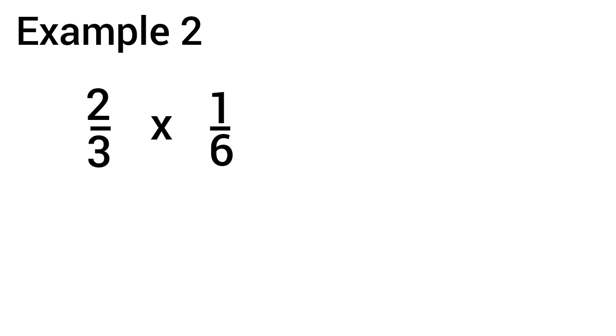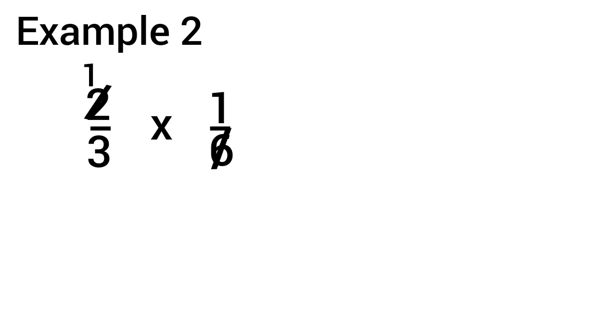Example 2. 2 over 3 times 1 over 6. So looking at the numerators, we have 2 and 1. Denominators, we have 3 and 6. So looking up and down, we can see that 2 can go into 6. Note, when you're cancelling, cancel up and down. One up, one down. Please, don't cancel up, up, or down, down. No. Up and down. So 2 into itself is 1.